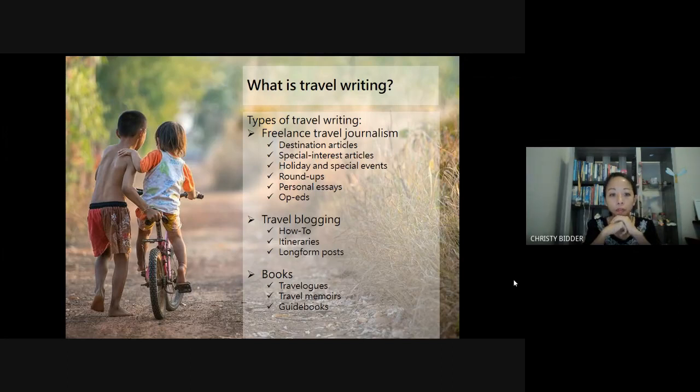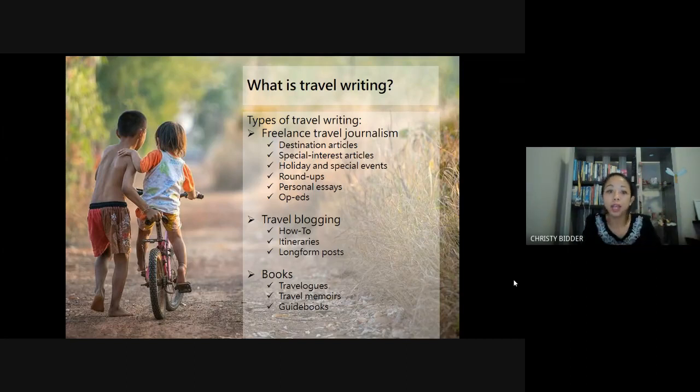Another type of freelance travel articles is personal essays, which are based on personal experiences that possess a strong voice while showing insight, growth, and backstory. For example, you can have a personal essay related to how, say, your travel to Mount Everest had contributed to your personal growth.